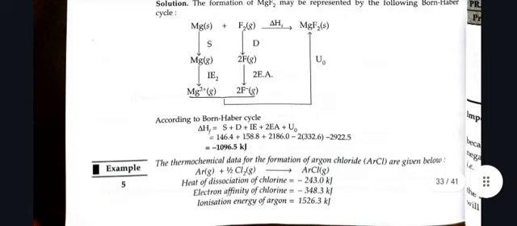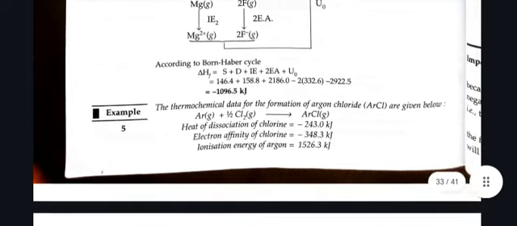The thermochemical data for the formation of argon chloride, ArCl, is given as: heat of dissociation of chlorine 243.0, electron affinity of chlorine minus 348.3, ionization energy of argon 1526, lattice energy of argon chloride minus 703.0. Predict whether the formation of argon chloride is favorable or unfavorable.